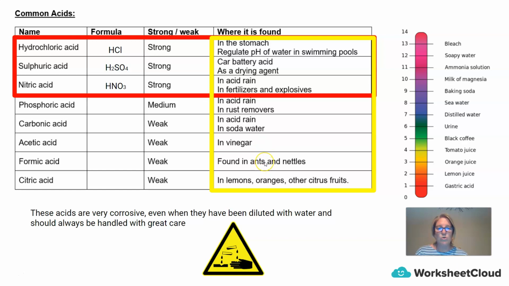Formic acid is what you find in ants and nettles, and that's why you get that burning sensation when you step on a stinging nettle or get bitten by an ant. And then citric acid we find in lemons, oranges, and other citrus type of fruits. A little bit later on in this lesson, we're going to be having a look at carbonic acid.